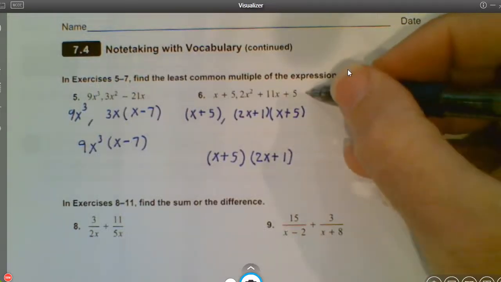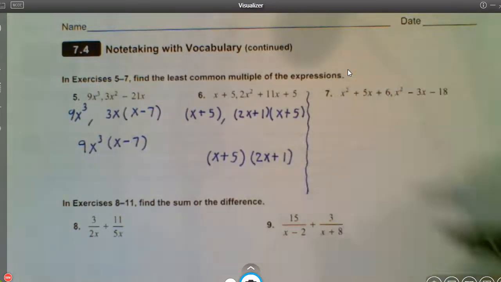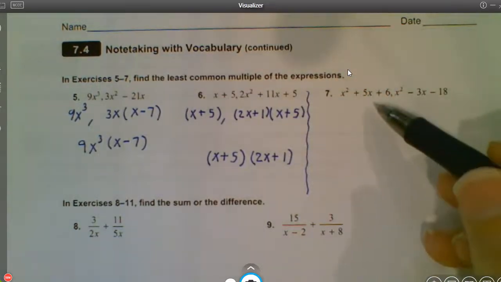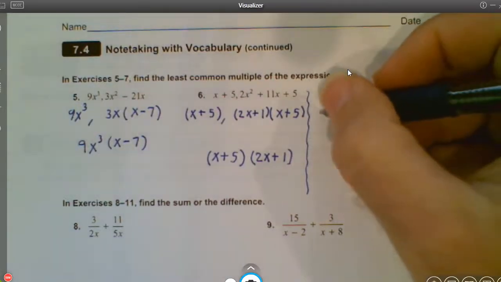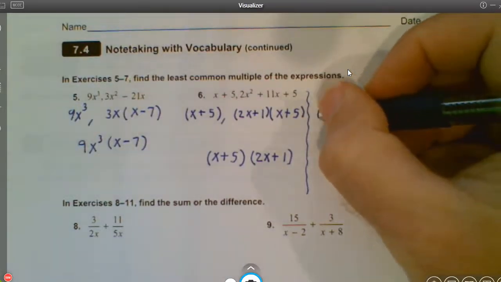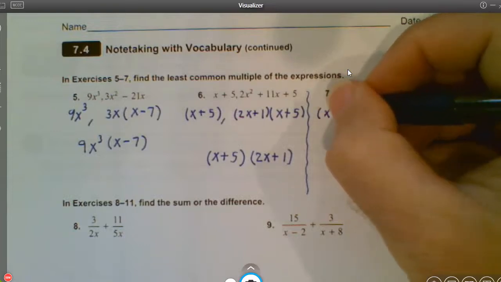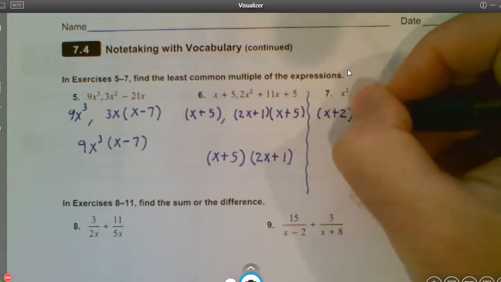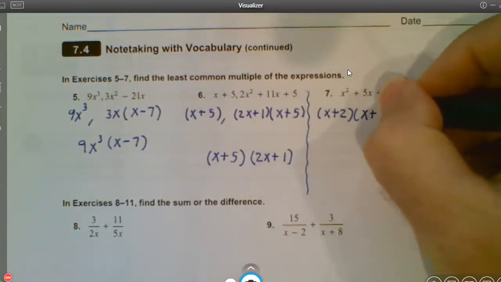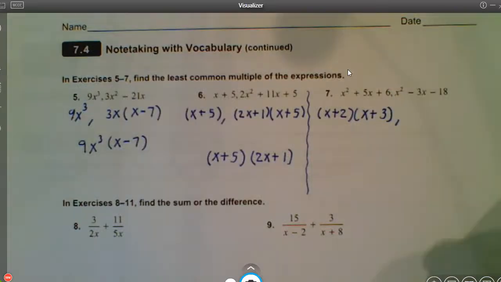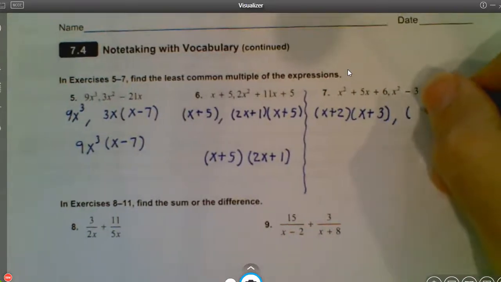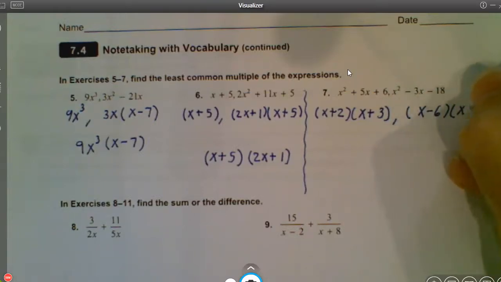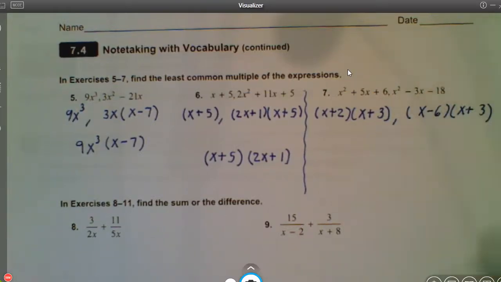So let me give you one last problem here. If you want to try one on your own, this is a good place to pause. You're going to put this into factored form and put this into factored form, and then figure out what they can all go into. If you were to factor the first one, you get x plus 2, x plus 3. That's my first term. My second term would be x minus 6, x plus 3. So it looks like this.